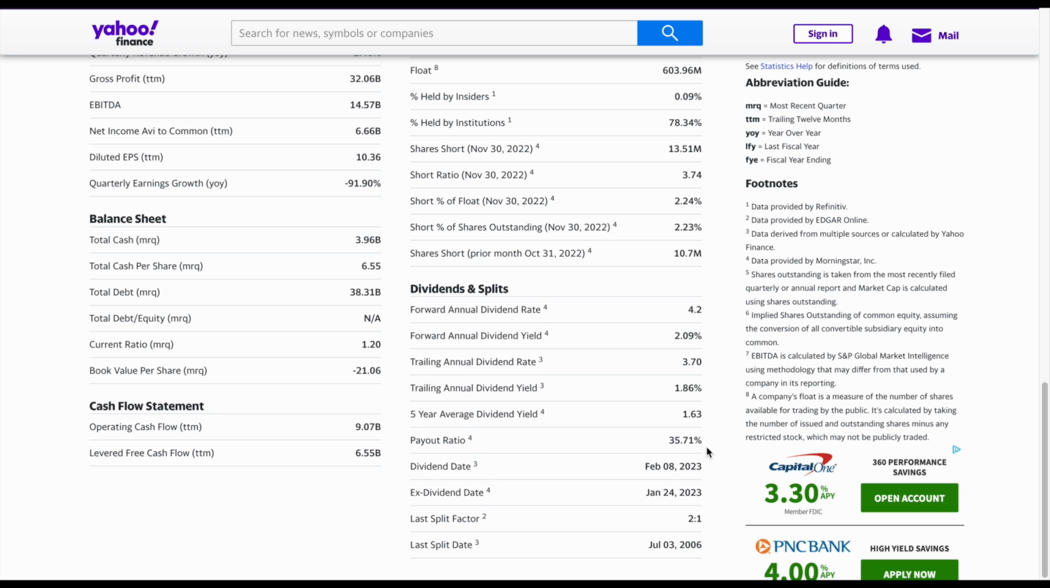And this allows it to do a few different things. It means they're going to be able to continue to increase the amount they pay out in dividends over time. And they also have plenty of money to continue to grow the business internally.